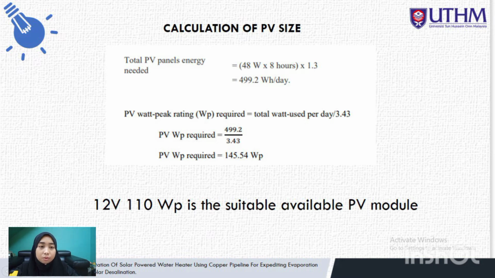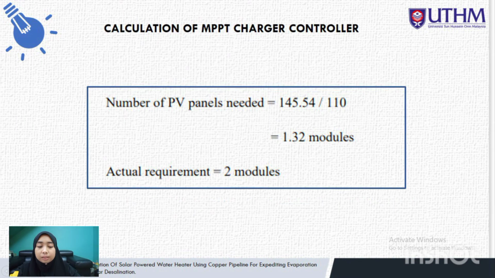So the PV watt peak required for the solar water heater is 145.54 watt peak. The nearest suitable PV module available is 12 volt 110 watt peak. For the number of PV panels we need, the 110 watt peak is not enough to supply our load.